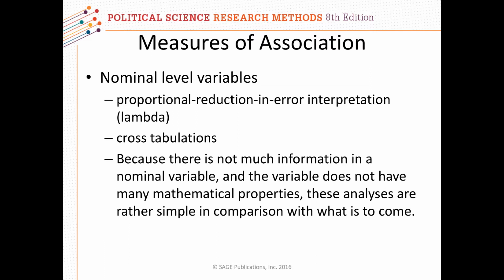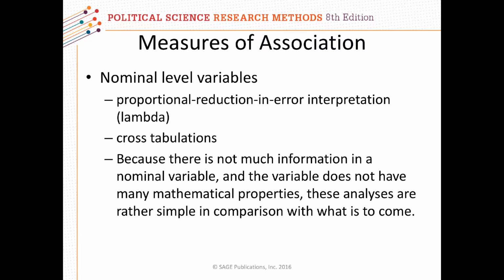It is helpful. The information that it tells you, the proportion of reduction in error, is important. And it's a crucial statistic in certain circumstances, but it's never actually anything that gives you a lot of information because, again, there's not a lot of information in a nominal variable. These analyses are just really simple compared to what other kinds of measures we have to use to test these things. So lambda is out there. It's important. You should know it exists.